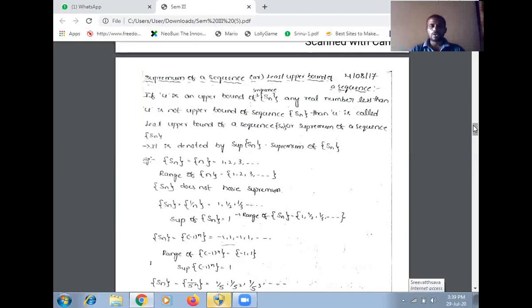If there does not exist any value less than u that is an upper bound, so that's why u is the least upper bound of Sn.